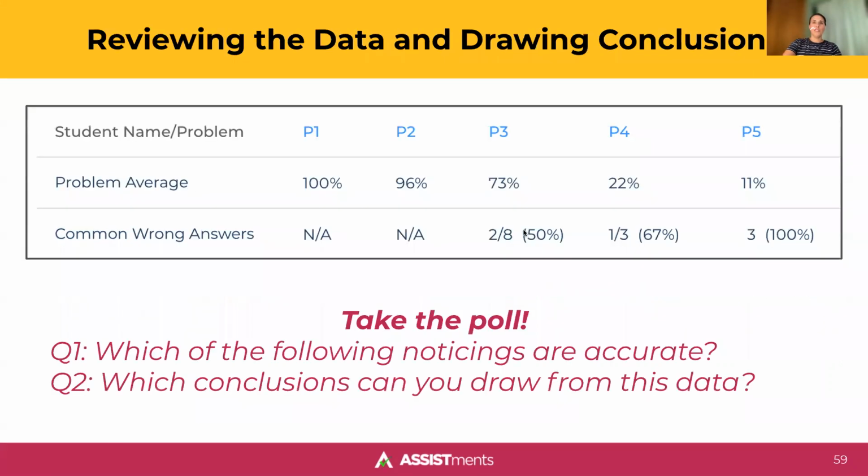All right, here it is on the next screen in case you didn't see it. All right, so Carrie, would you mind launching the poll? Carrie's going to launch a poll to see which of the following noticings are accurate, and then which conclusions you can draw from this data. So I'm going to give about 60 seconds or so, and we only have a couple people in the group today. So Carrie, you can tell me if both of our small group has submitted earlier, but I'll start the clock for 60 seconds.